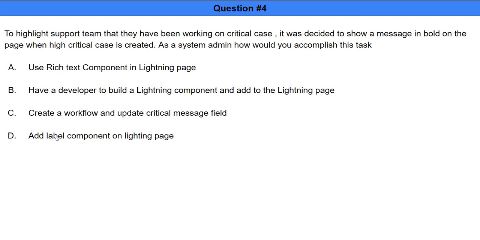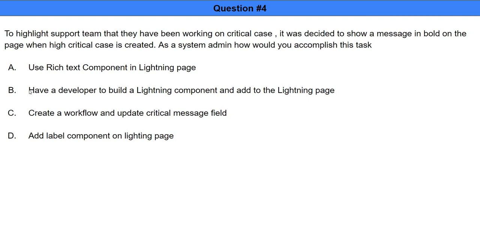So let's take another look at option D. Option D says add a label component on the Lightning page. This is also fine, but a label component can show only plain text, not a message in bold, because that requires rich text editing. So it seems option A is the right answer, but let's cross-check that as well.